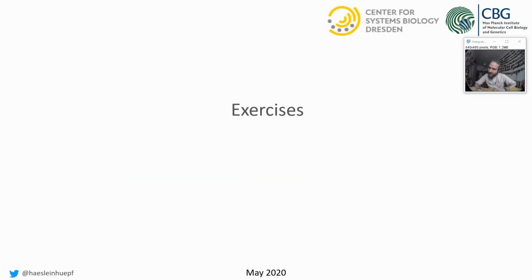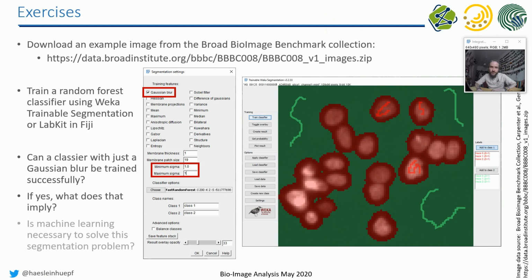And with that, we come to the exercise for today. I provided some example images in this folder, which is just a crop of the actual example data. I would like to ask you to download example images from the Broad BioImage Benchmark Collection from the Broad Institute website. There you have some bigger images, and you can play with trainable Weka segmentation or LabKit in Fiji, up to you.